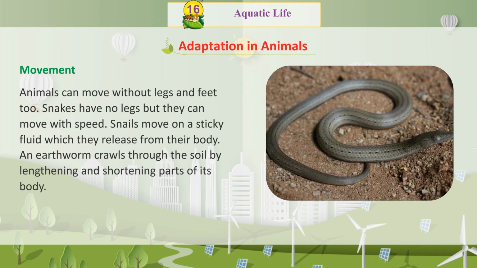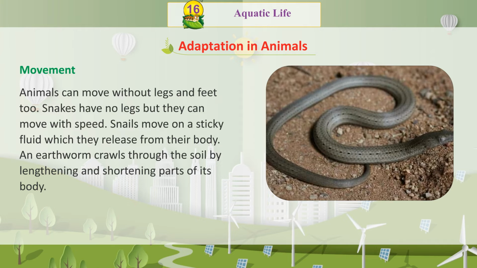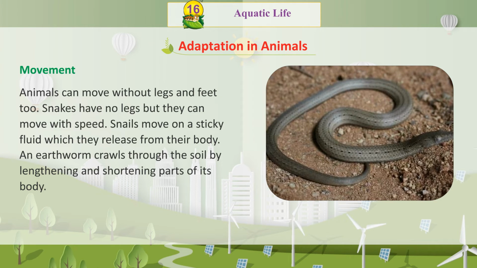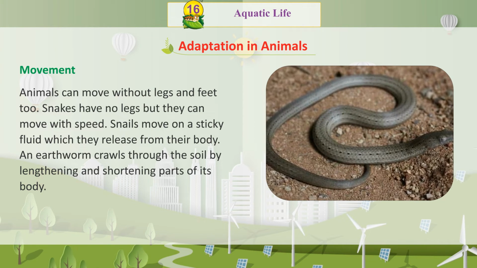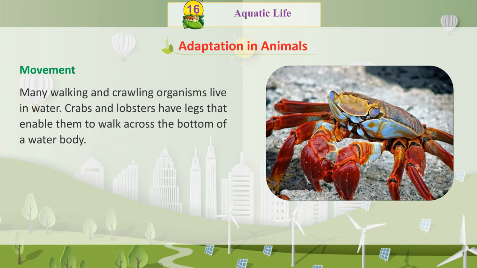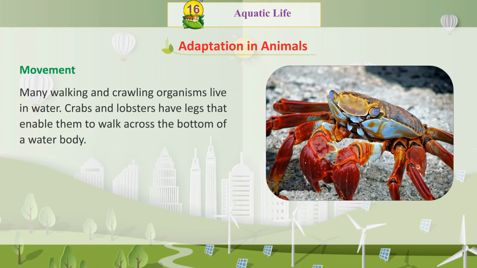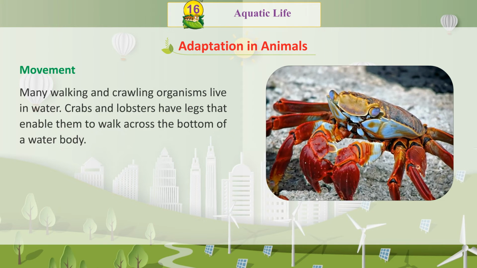Animals can move without legs and feet too. Snakes have no legs, but they can move with speed. Snails move on a sticky fluid which they release from their body. An earthworm crawls through the soil by lengthening and shortening parts of its body. Many walking and crawling organisms live in water. Crabs and lobsters have legs that enable them to walk across the bottom of a water body.